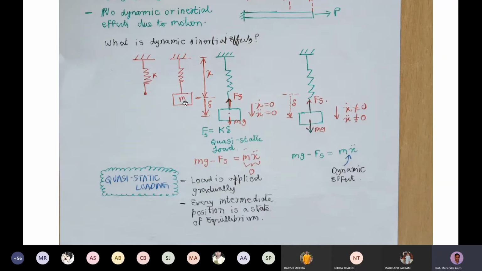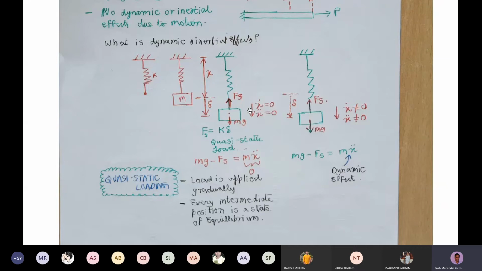So you don't apply the load abruptly in one go. Here the load is applied very gradually. When you apply, say, 2 grams, that position is in a state of equilibrium. Every intermediate position is in a state of equilibrium. That means the force balance will always be happening: whatever spring force is there will be equal to the applied weight. So this is the case for quasi-static loading. At every position, this system is in equilibrium, and the load is applied in a very gradual manner. So we can neglect the acceleration and velocity terms for this case.